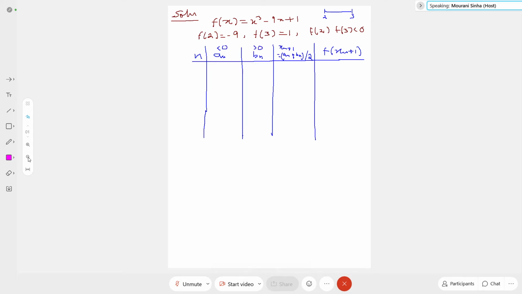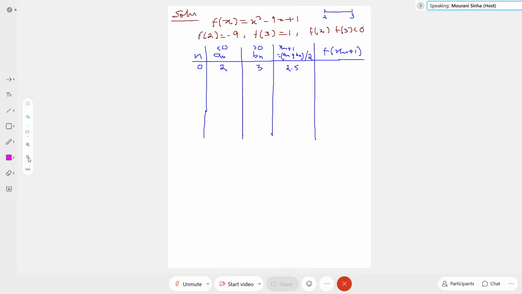This is my next work. So the AN column is negative and the BN column is positive. I hope you understand why. Because my F2 was negative and my F3 was positive. Now the starting initial iteration. So AN is 2, BN is 3. The midpoint is 2.5.